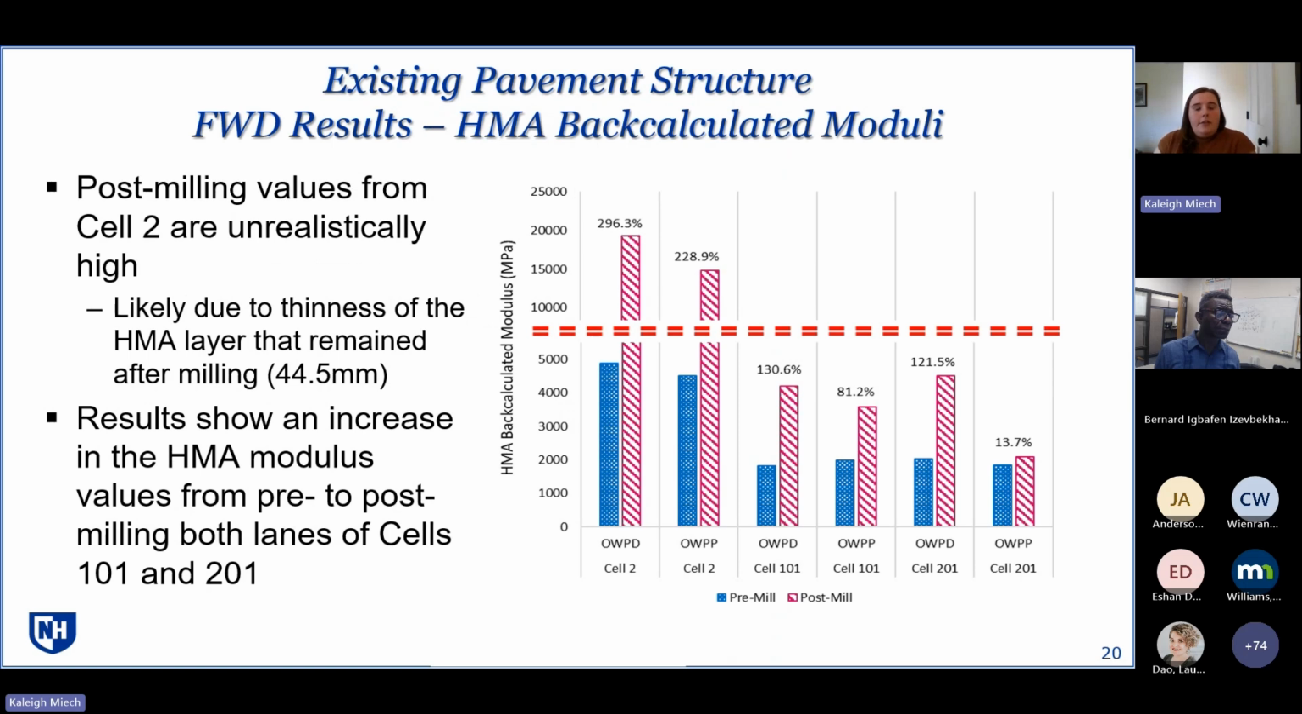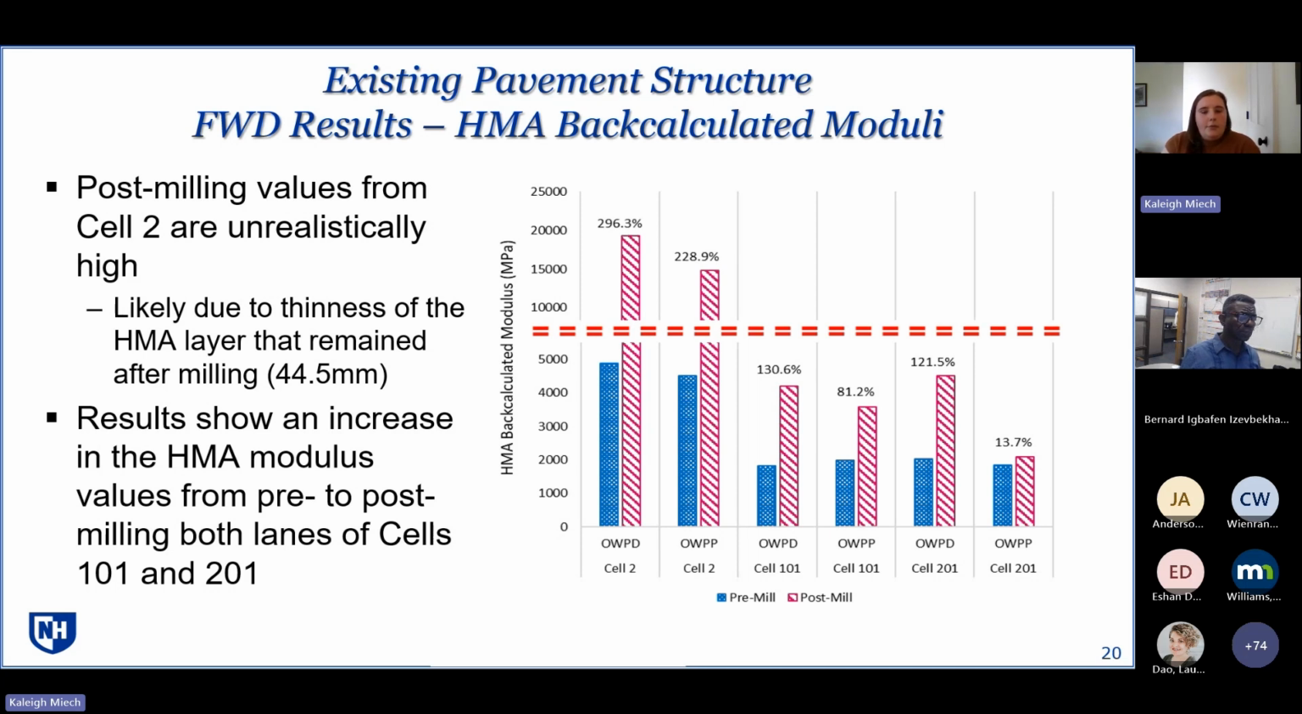And then here we have the FWD results for each of these 3 cells. So the OWPD is the driving lane for cell 2, and then OWPP is the passing lane for cell 2. And same for the other 2 cells.